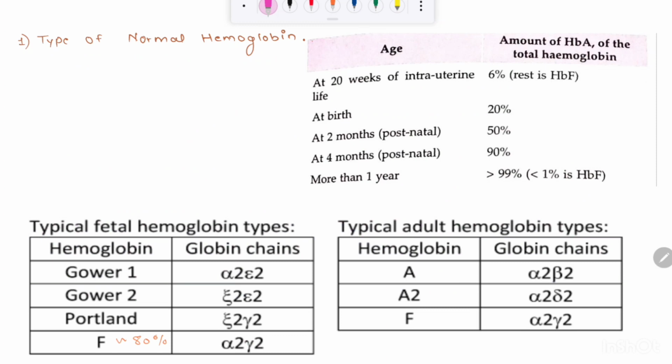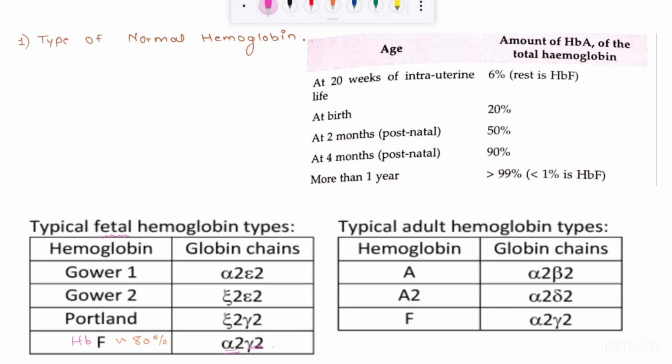Types of normal hemoglobin. In human beings, there are several types of normal hemoglobin and they are part of the developmental changes from the fetal life to adult. So at the time of birth or during the fetal stage, you can see fetal hemoglobin, which is HbF. Around 80% of the hemoglobin at the time of birth is fetal hemoglobin. It is structurally different from the adult hemoglobin, as in fetal hemoglobin there are two alpha chains and two gamma chains.